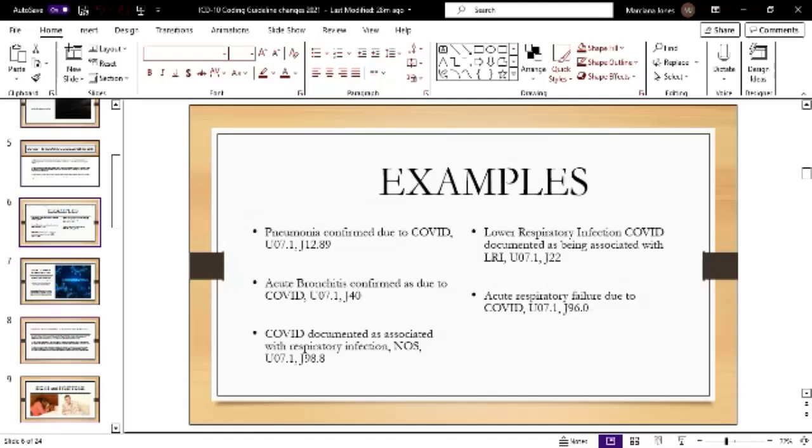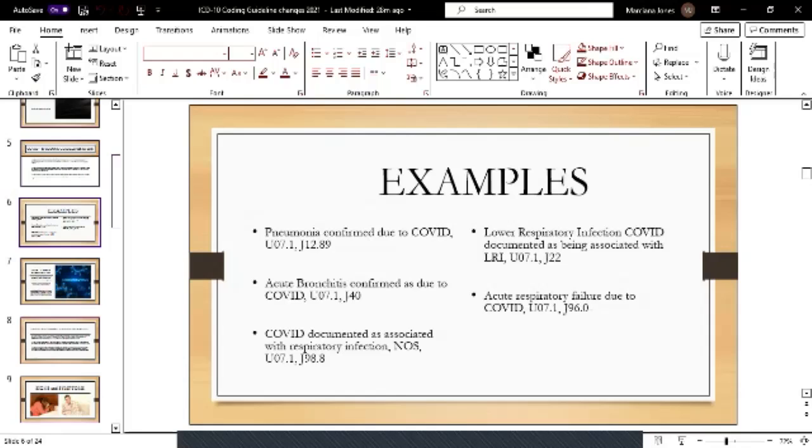So if it's acute respiratory failure due to COVID, you're going to code U07.1, which is the COVID code, and then the respiratory failure code, which is going to be J96.0, excuse me, and then whatever other digit you may use for the definitive diagnosis of the respiratory failure. So make sure you take good note of that, because this is going to be very important.